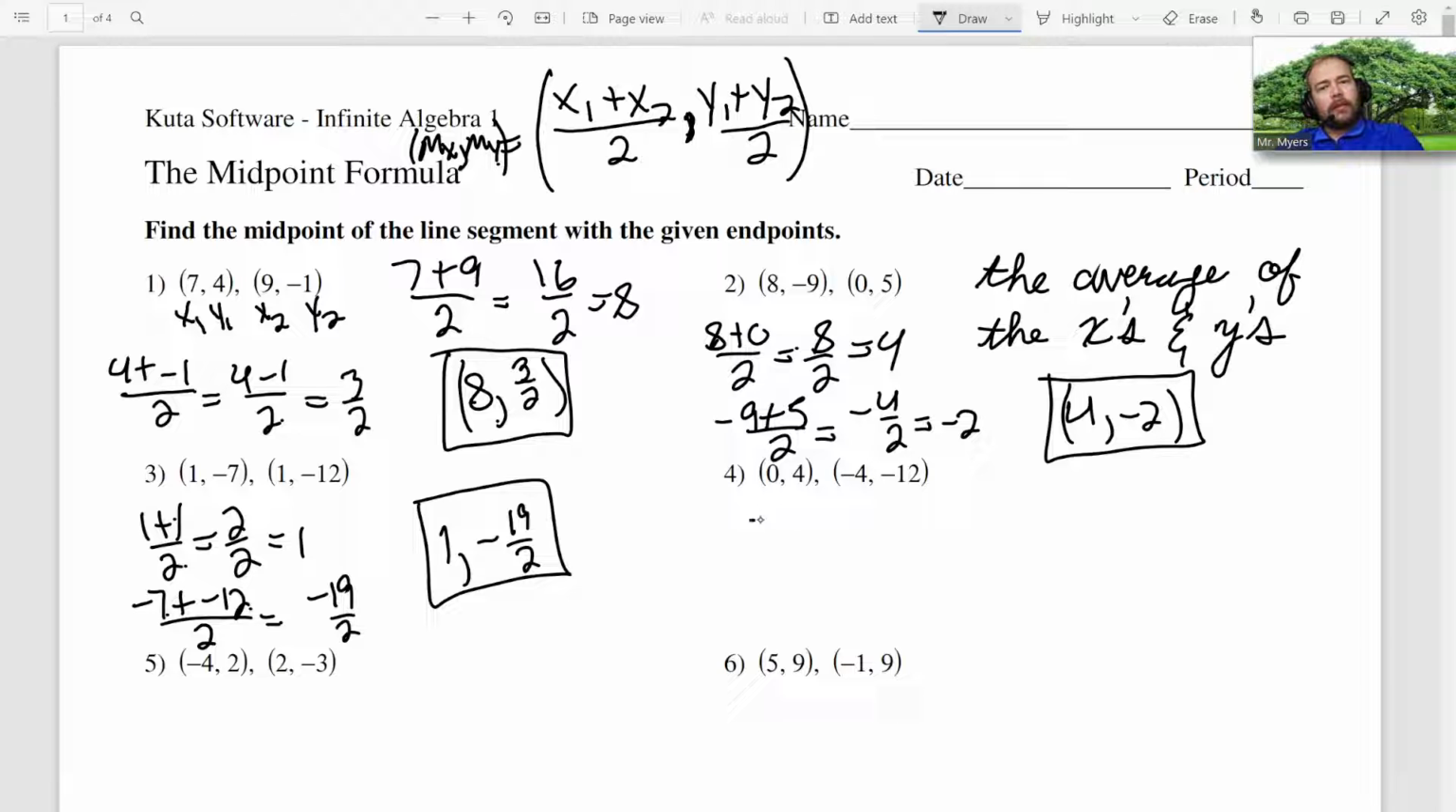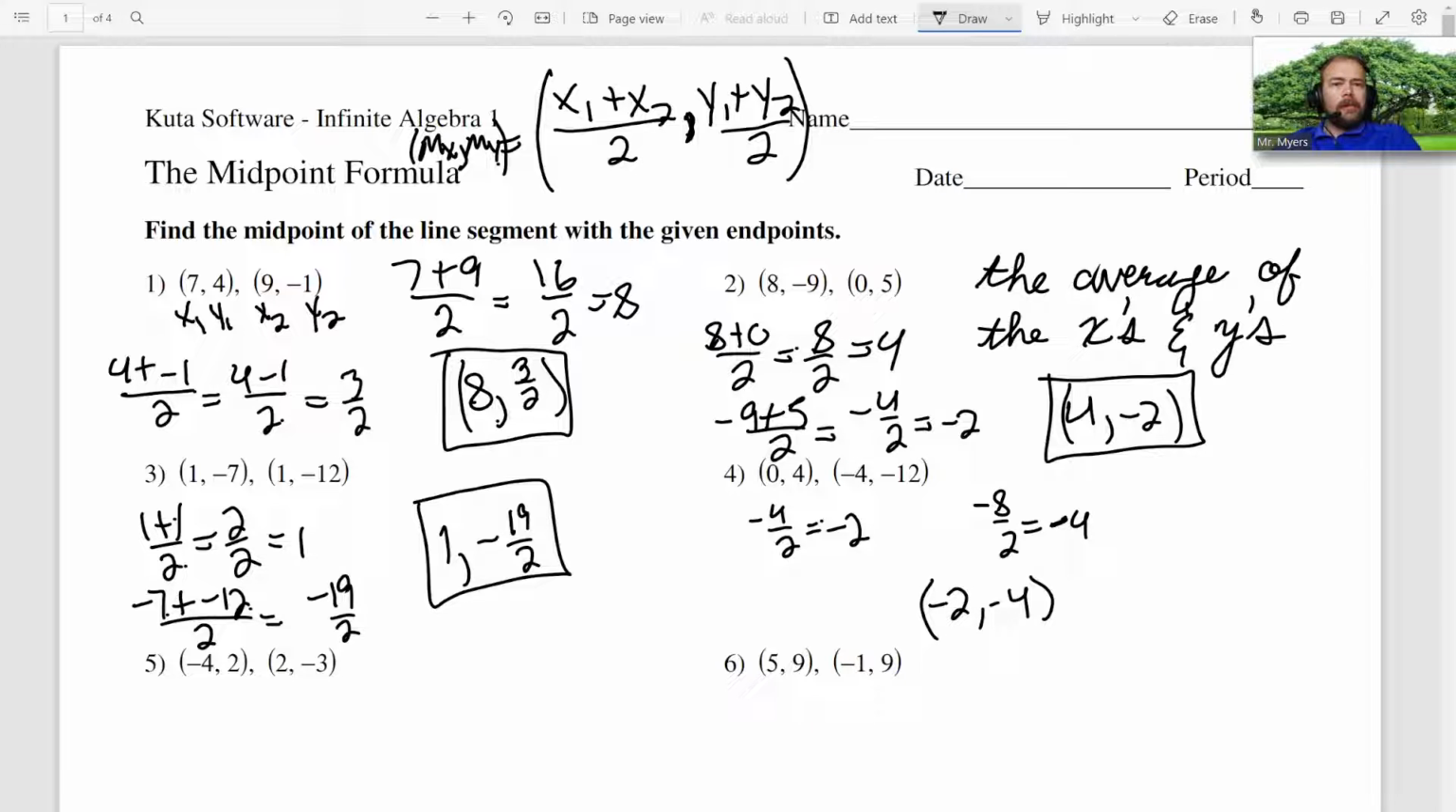All right. 0 minus 4 is negative 4 over 2 is negative 2. 4 minus 12 is negative 8 over 2 is negative 4. Right? So I'm starting to skip that initial step of having to add or subtract and just going straight to it. I'm going to start doing that more and more as we go and start getting the answer a little faster. So negative 2, comma, negative 4.